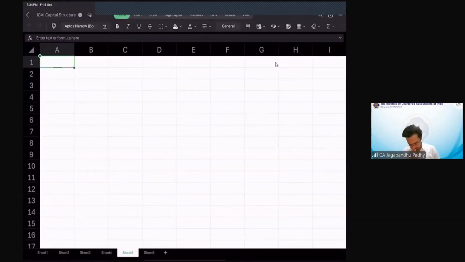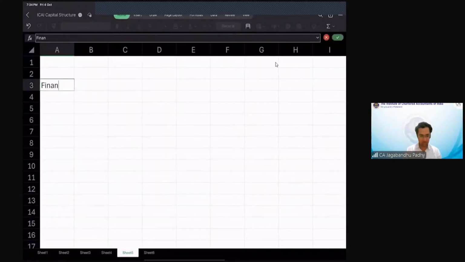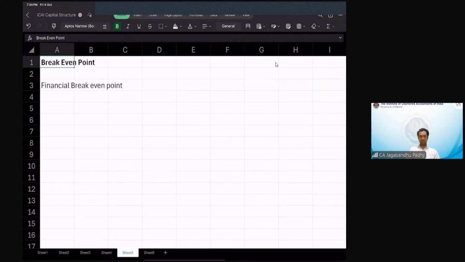Okay. We're going to learn something called financial break-even point. Do we know what is a break-even point? Okay. Tell me, what's a break-even point? What is break-even point? Where there is no profit, no loss.